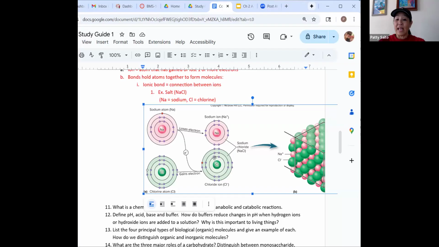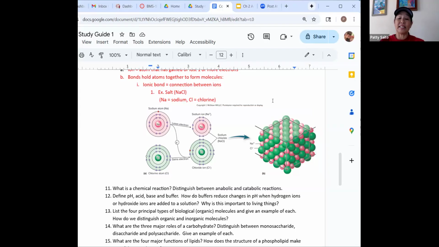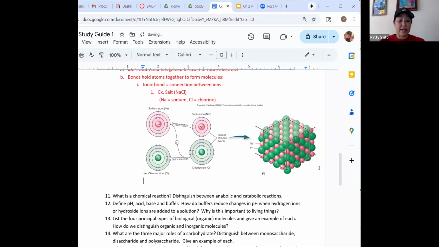Because of that, those two ions are now attracted to each other because one's negative and one's positive. And that is what holds those two ions together. This is called an ionic bond. It's a bond between ions, and table salt is an example of an ionic bond. All right, that's one type of bond. There are different kinds of bonds, and I'm just going to show you 2. The next type of bond is called a covalent bond.